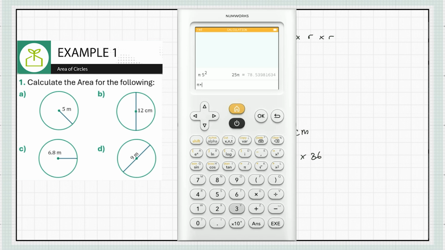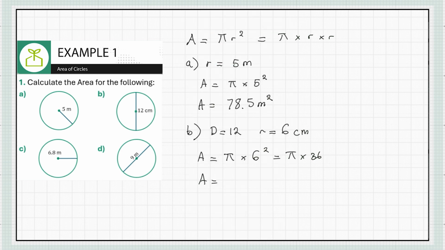Pi multiplied by 36 and hit execute. Now that equals 113, and then we're going to round up, so it's 113.1. And that is going to be centimeters squared.